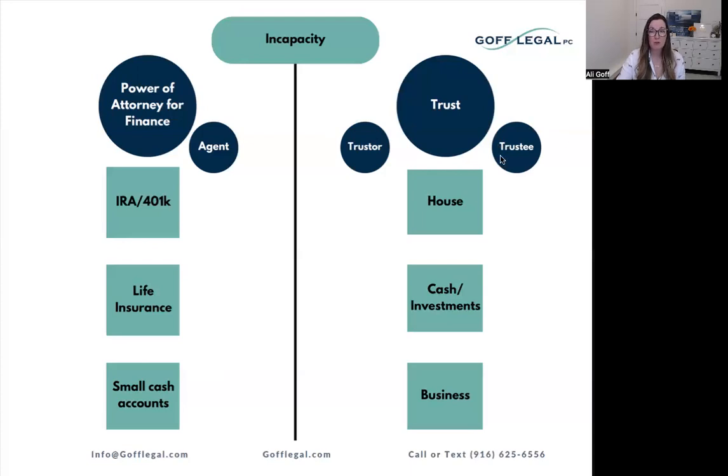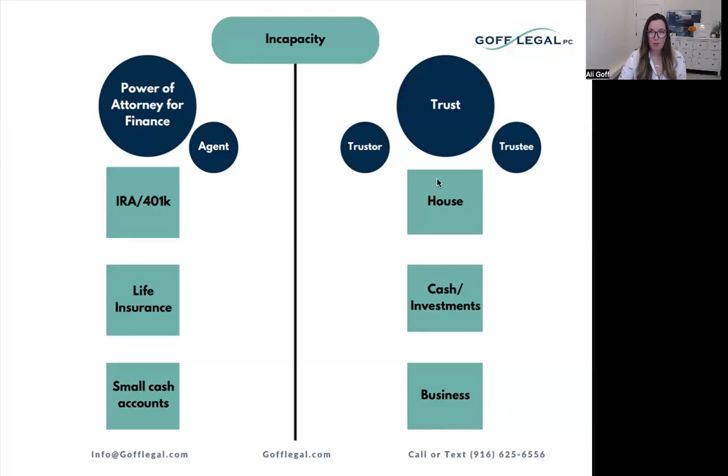Now, things that are usually in the trust: the house, cash and investments, sometimes businesses. We've got lots of different things that can be in trust, but this is just a simple option for you. If you're asking what actually goes in your trust, that is a question for your attorney because that is a very personalized conversation depending on what your trust says and what your goals and wishes are. Okay, so that's incapacity, power of attorney, and trust.